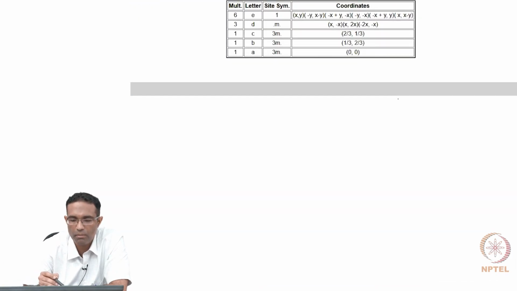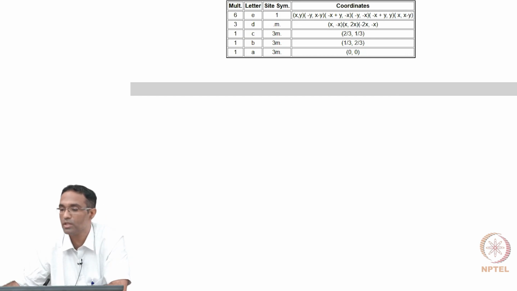So the multiplicity is given here: 6 different atoms would be generated by performing all operations corresponding to this plane group on this general atom. Then you have points with multiplicity 1, 1 by 3, 2 by 3 and 2 by 3, 1 by 3 right here.